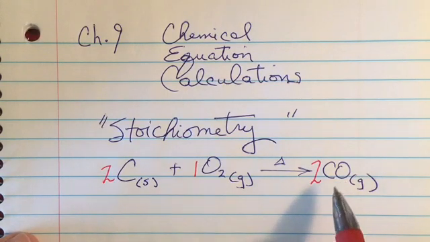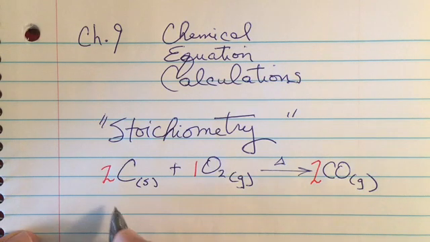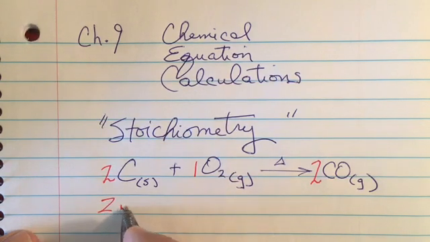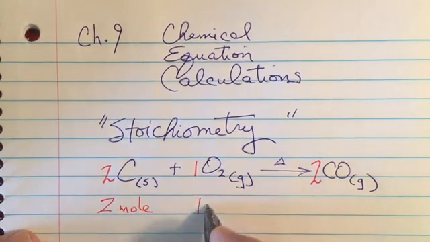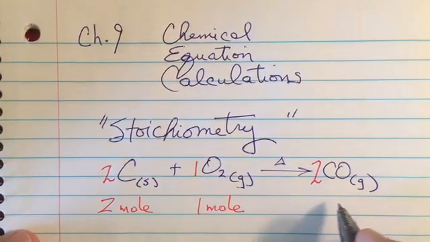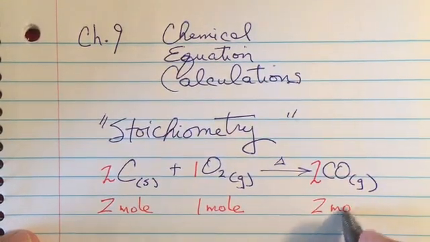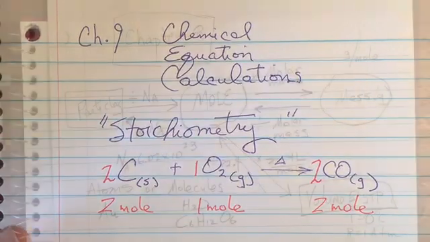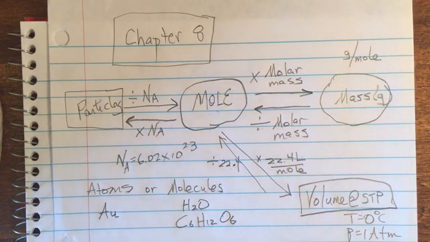molecules of CO. In Chapter 8, we learned a lot about the mole concept and quantities related to that. And we could restate this in ways of saying 2 moles of carbon, 1 mole of O2 gas will produce 2 moles of CO. Before we go any further in stoichiometry calculations, let's review the important concepts in Chapter 8.